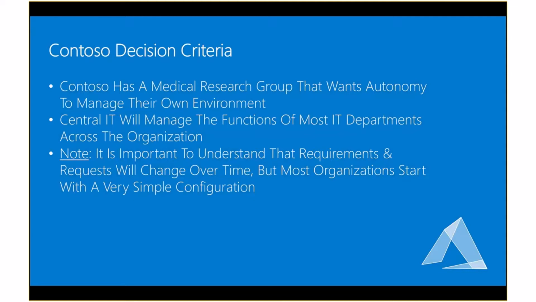Now again, it's very important to mention this because we don't want you to get into that analysis paralysis scenario. Requirements and requests are going to change over time. Most organizations start with a very simple configuration, and you know what? That typically works for a long time. So don't be afraid to get started. We're going to give you some examples of what Contoso is going to do with these decision criteria, but just try to avoid trying to make it perfect, because it's never going to be perfect. It's going to change as your organization changes, and it's also going to change as Azure changes.